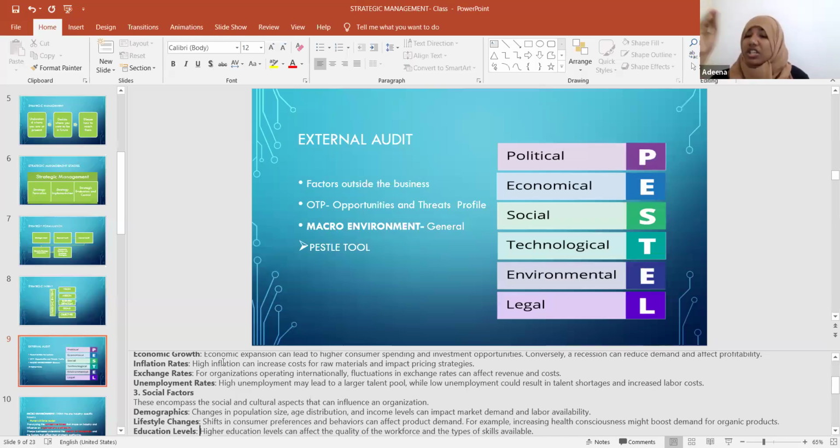The various technological changes happening, like the introduction of AI recently, and other technological tools, that have an impact on the organization's bottom line. Bottom line means profit. So the organization can use them so as to develop its strategy.